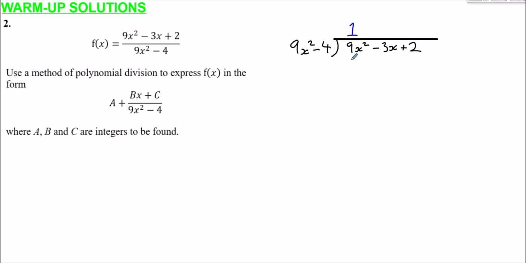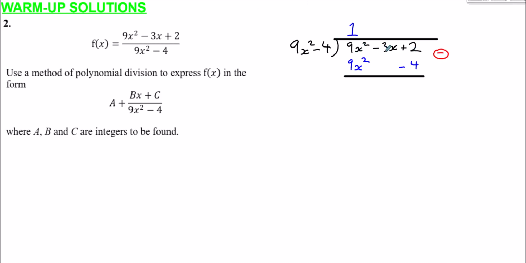1 multiplied by 9x squared is 9x squared. 1 multiplied by negative 4 gives negative 4, which I'm going to put underneath the constant 2, so the constants line up, as do the x's and the x squared terms. What we next need to do is to subtract these lines, one from the other. So 9x squared take 9x squared cancels.